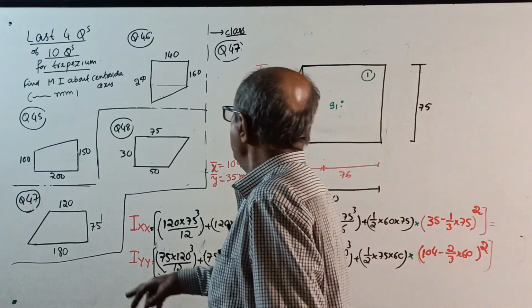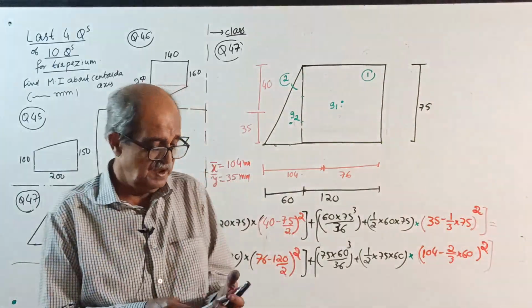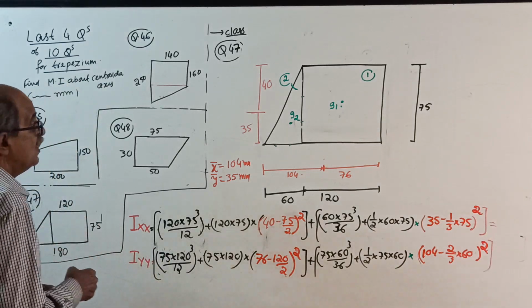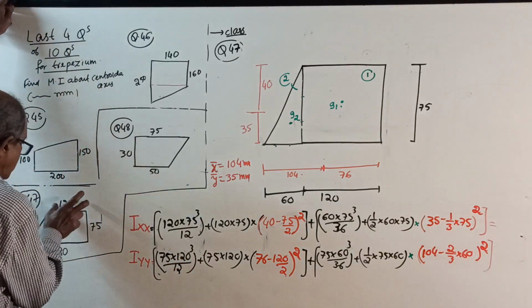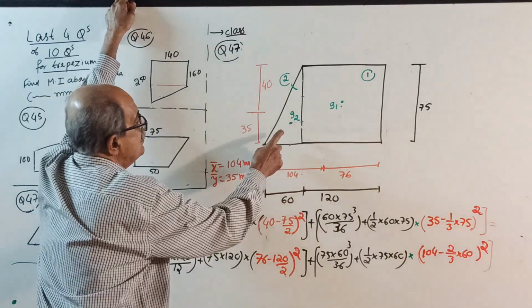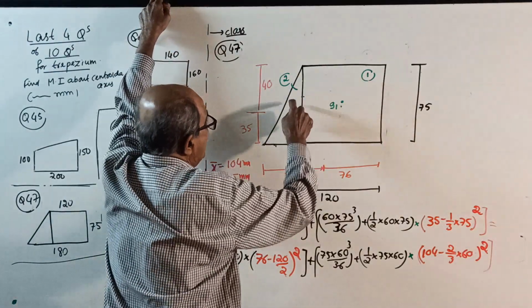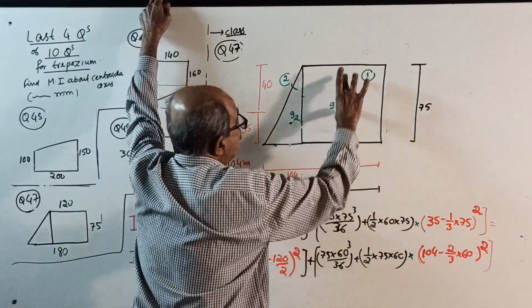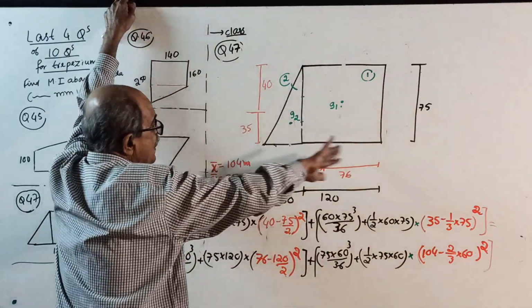Question 47. See. Make a note. Divide like this. 120, 75. 180 minus 120, 60, 75. G1, G2. Rectangle 1, triangle 2. 1/3, 2/3. 2/3, 1/3. Half, half. Calculate x bar from here.